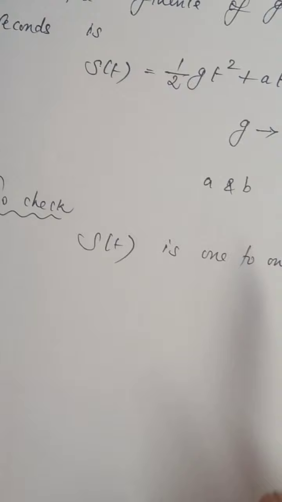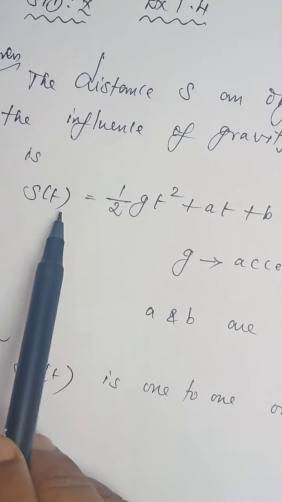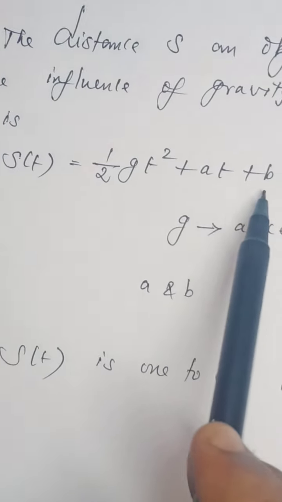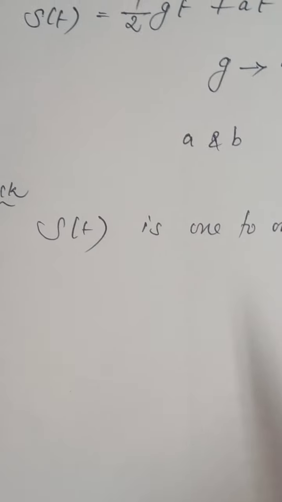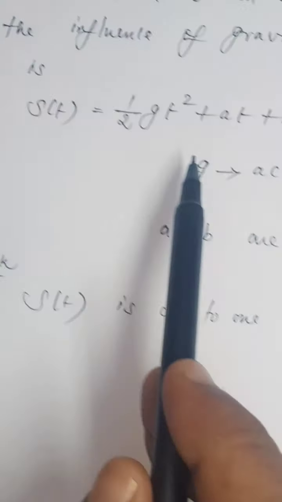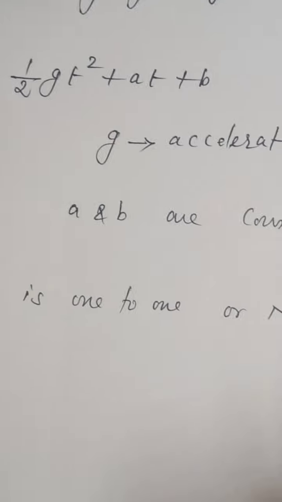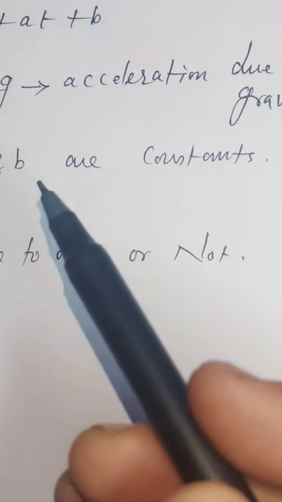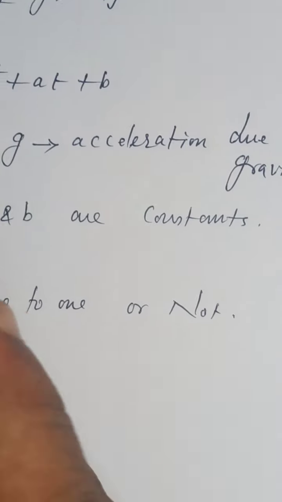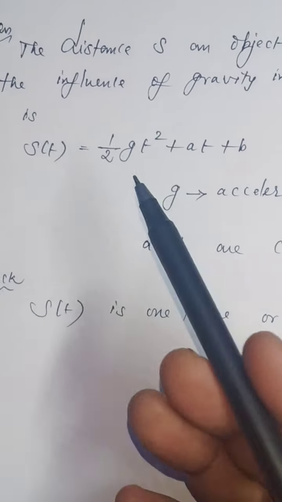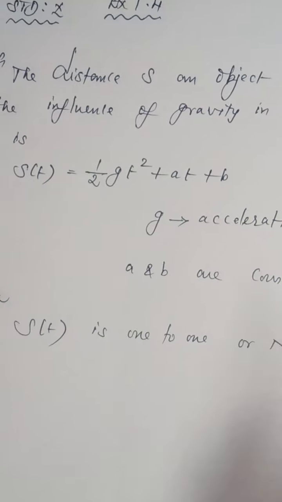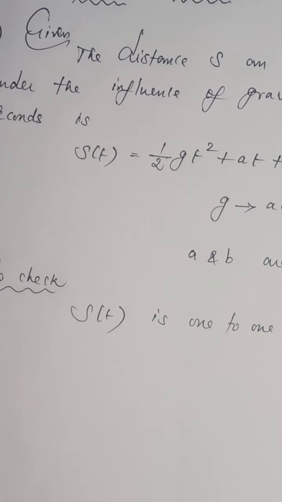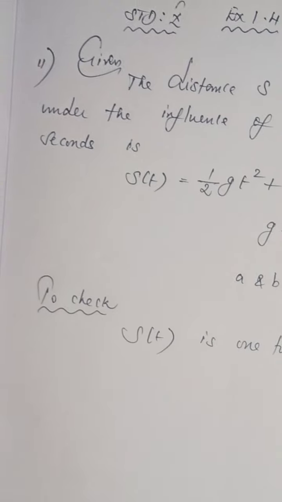Now, you are given s of t equals half gt squared plus at plus b. You have to verify s of t is 1 to 1 or not. See, here a and b are constants. That's not fixed to 1. If fixed to 1, you can give different values for t and you can verify whether it is 1 to 1 or not. Because a and b are, in general, given constants. In that case, what to do? Refer page number 17 in textbook.